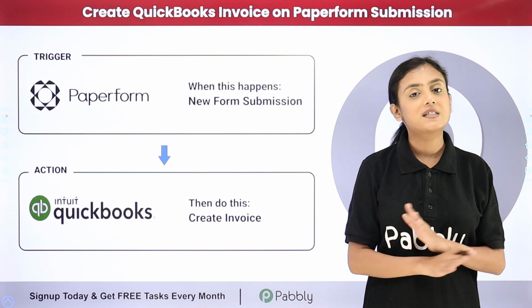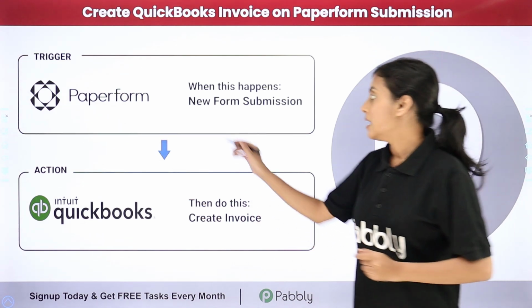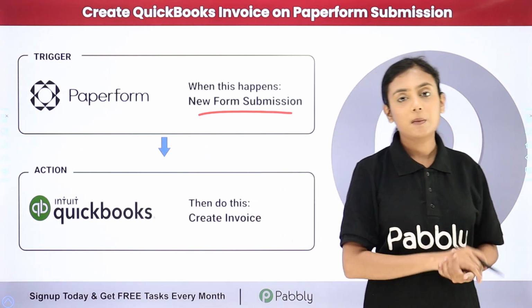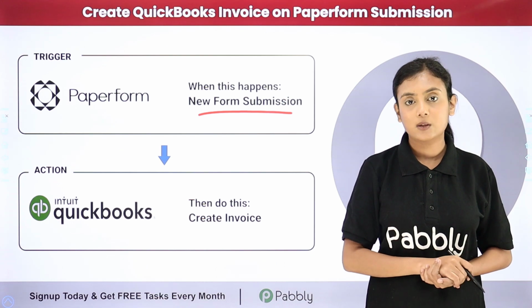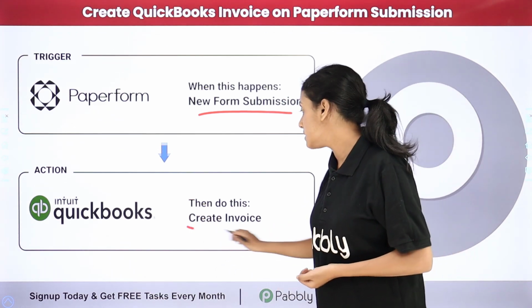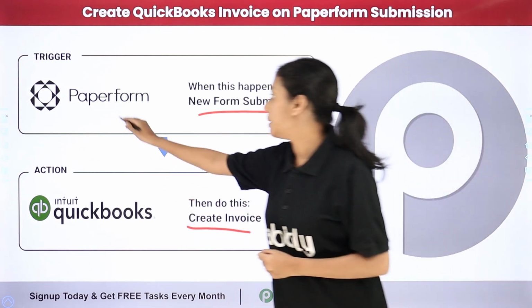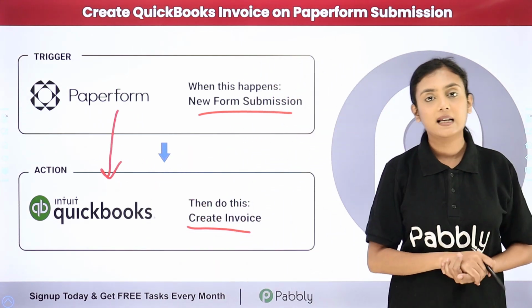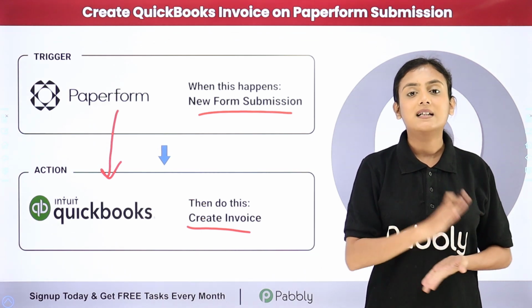So what I've done is I've simply automated this entire process. Now, whenever any client does a new form submission using Paperform, automatically for that same client and the service that they have selected while doing the form submission, an invoice is going to be created in my QuickBooks account. And for that, I'm going to connect my Paperform to QuickBooks with Pabbly Connect. So if you want to learn about this amazing automation step by step, let me take you to my screen.